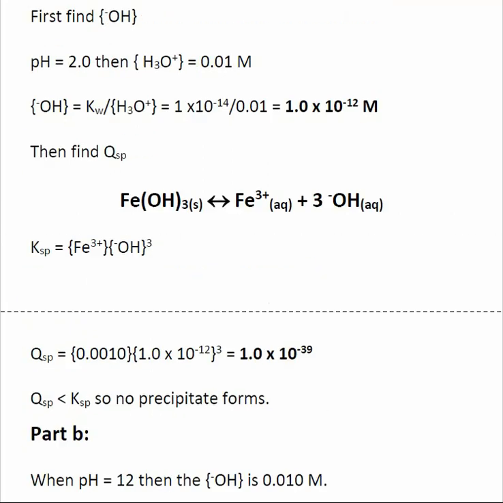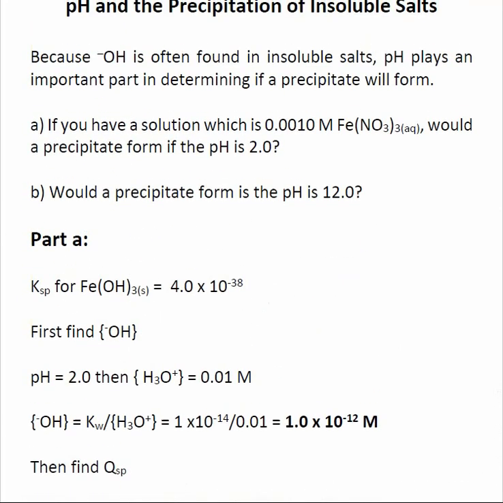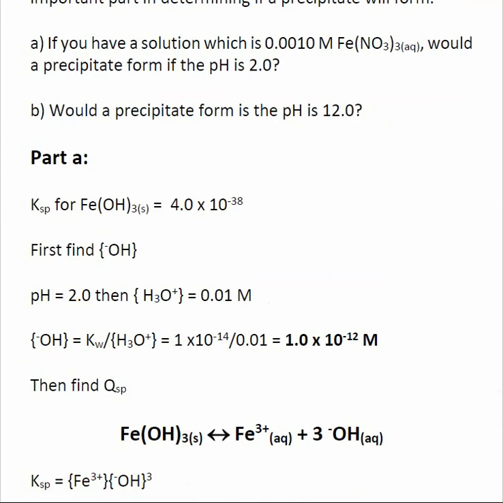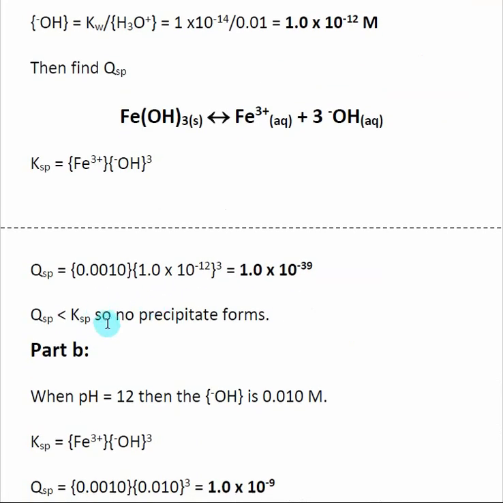And when we compare that to our Ksp, which was given right here, we can see that our Qsp is smaller than Ksp, which means no precipitate forms.